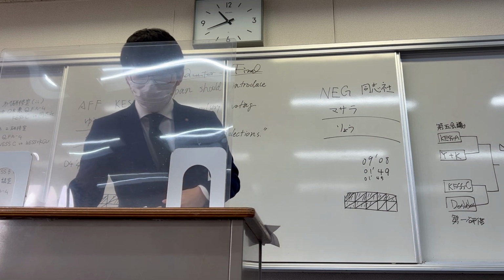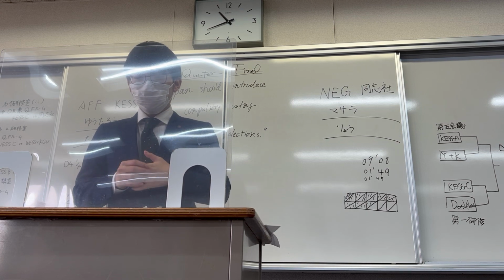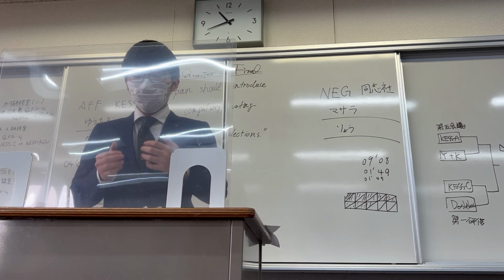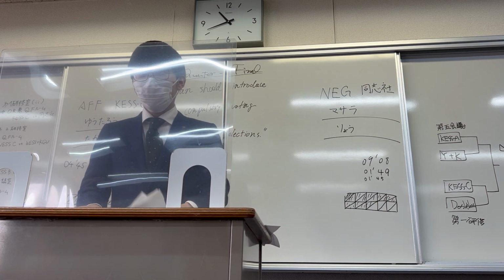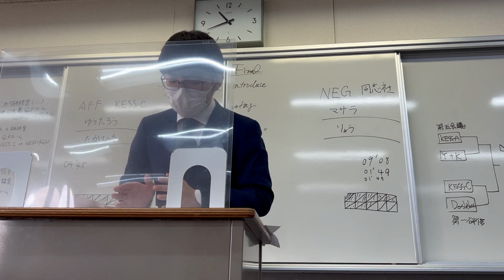I will start. First of all, negative observation. On this point, what the negative wants to say is that restrictions have to make the justification. However, the affirmative failed to show the justification. This is the negative conclusion.